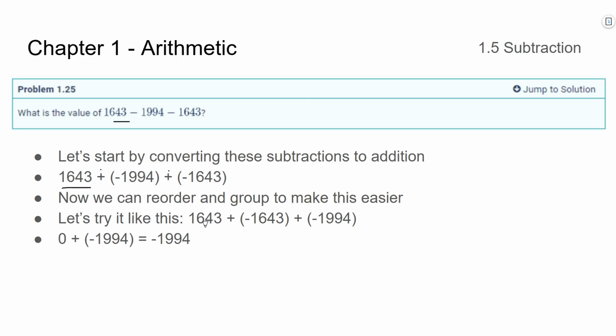So let's go ahead and write it like this: 1643 plus negative 1643, and we know that is how we do negation. That is going to be 0. And then we're going to be left with this negative 1994, because 0 plus negative 1994, well, adding 0 to anything is just whatever you're left with. So that's negative 1994.